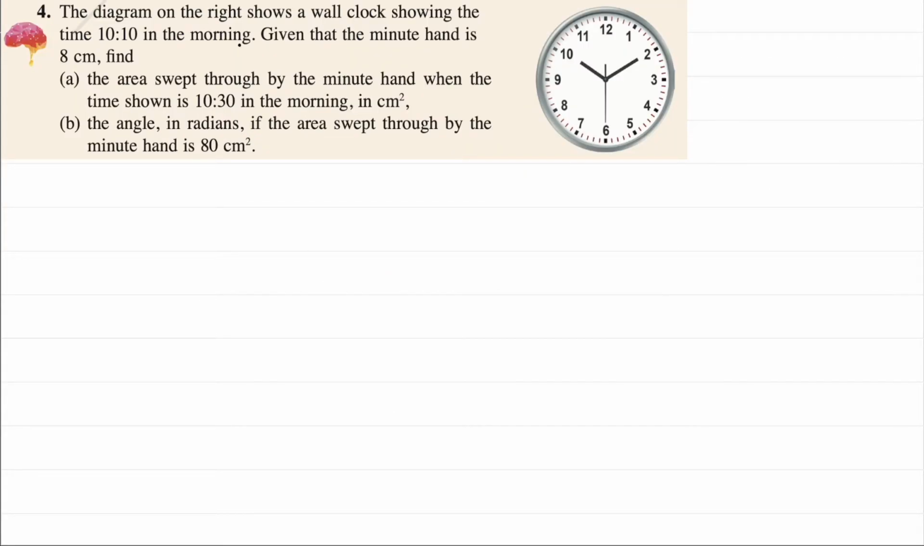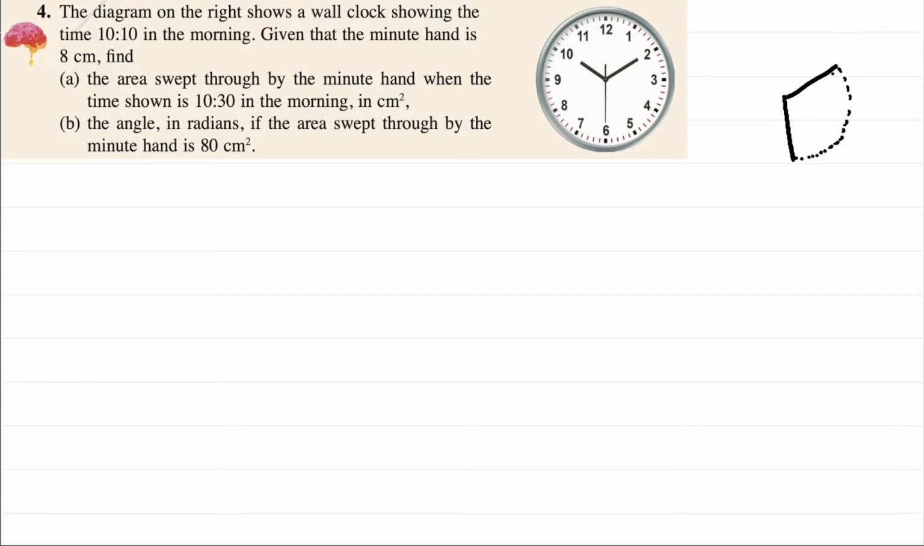The diagram on the right shows a wall clock showing the time 10:10 in the morning. Given that a minute hand is 8 cm, dia bagi minute hand ni 8 cm. Itu dia punya radius lah. Find the area swept through by the minute hand when the time shown is 10:30 in the morning. Soalan nak tanya, daripada jam 10:10 tu sampailah yang ke jam 10:30, berapakah area dia?